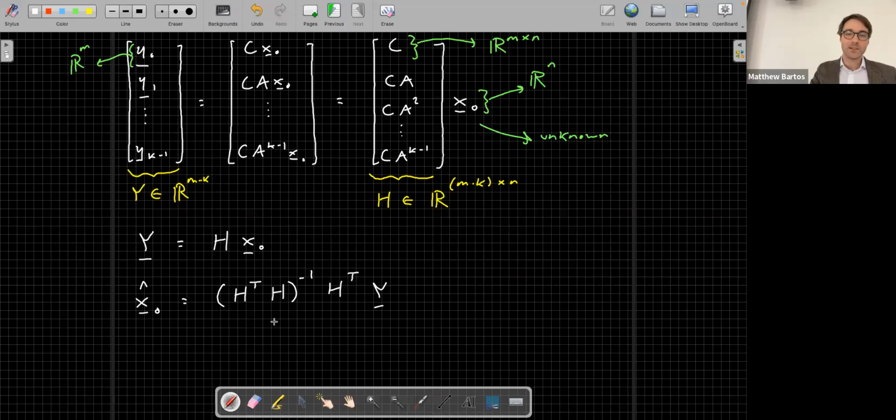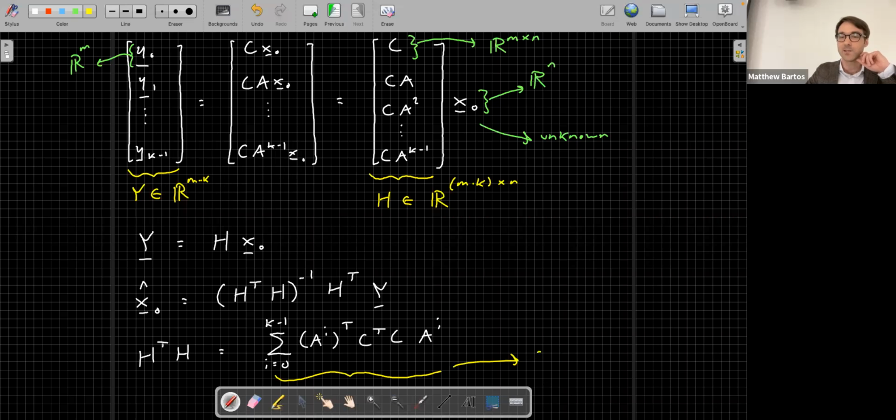If you compute this H transpose H, you will get an expression similar to how we computed GG transpose before. H transpose H will give you the sum from i equals 0 to k minus 1 of (A to the ith power) transpose times C transpose C times A to the ith power. This expression is called the observability Gramian. You can prove in a similar way that a linear system is observable if and only if this observability Gramian is invertible, or full rank. So this is, again, the fundamental test for observability.